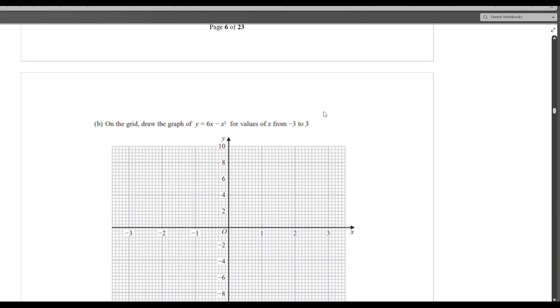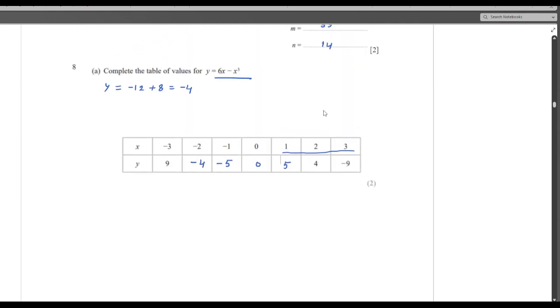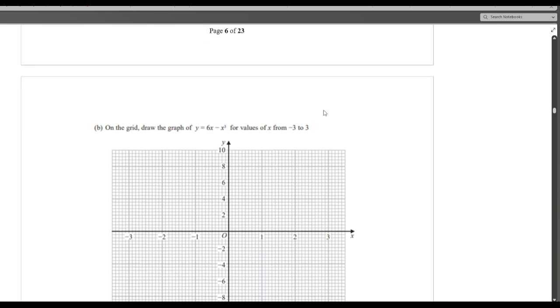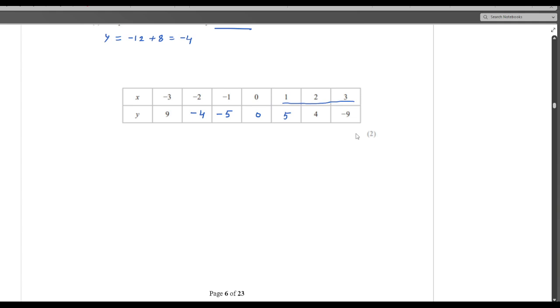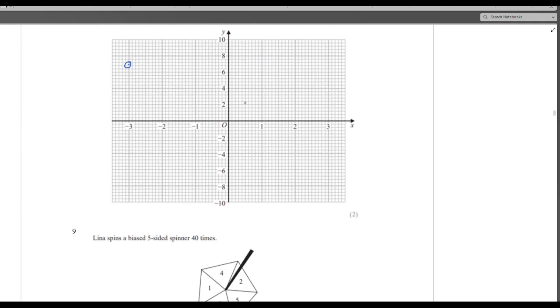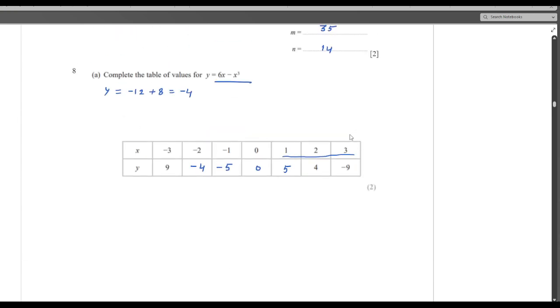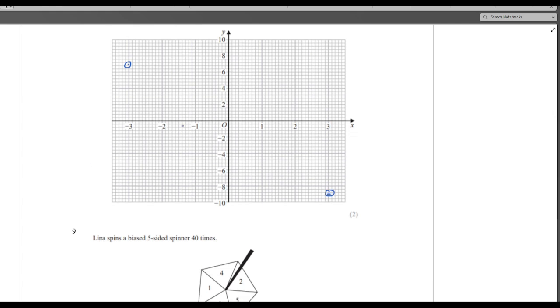Now on the grid, draw the graph for y equals 6x minus x cubed. For minus 3 the value is 9, so I will plot one point somewhere here. Similarly, for plus 3 the value is minus 9, so again one point somewhere here. Then for minus 2 it is minus 4, so minus 4 is here. For plus 2 it is plus 4, so a point here.